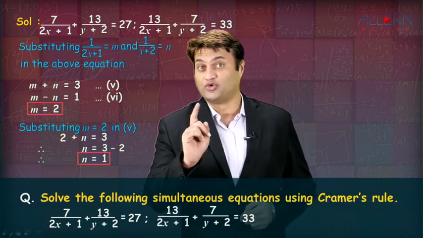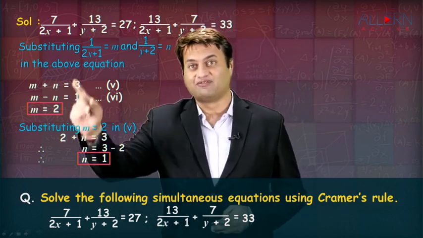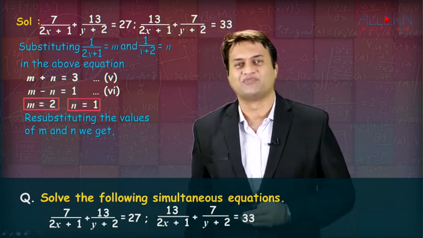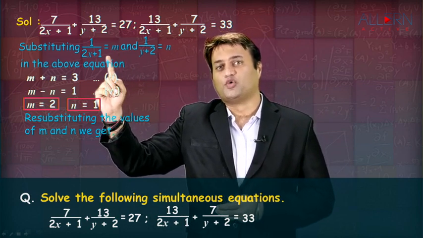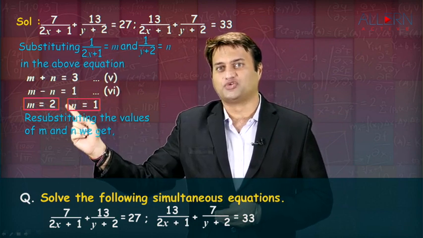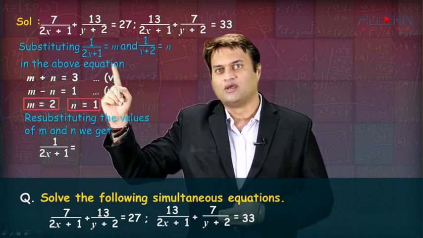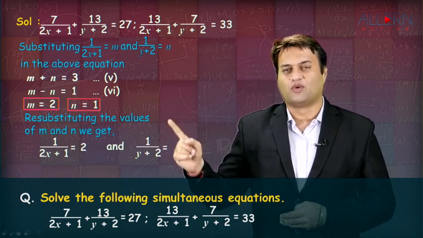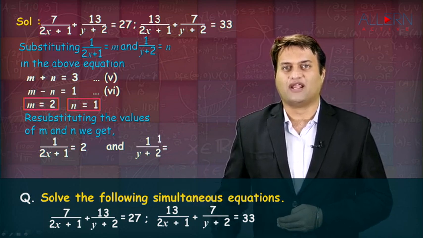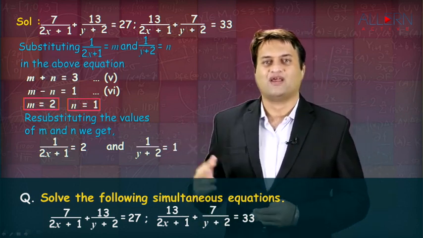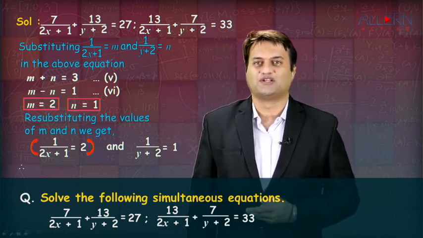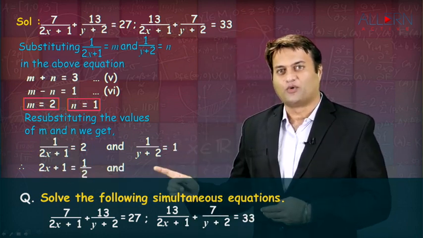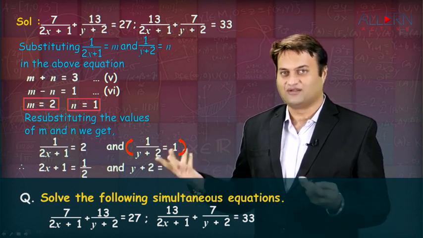You get the value of m, you get the value of n, but the sum is not over because wherever there is a substitution, there has to be a resubstitution. So let's resubstitute the values of m and n. m we had substituted as 1 upon 2x plus 1. Now we got the value of m as 2. So in the place of m we can write 2. So 1 upon 2x plus 1 is equal to 2. And similarly 1 upon y plus 2, in the place of n, we can write 1. So 1 upon y plus 2 is equal to 1. Now, invertendo, so we get 2x plus 1 is equal to 1 upon 2. Is this invertendo step clear? Similarly, 1 upon y plus 2 will become y plus 2 and 1 invertendo is also 1.